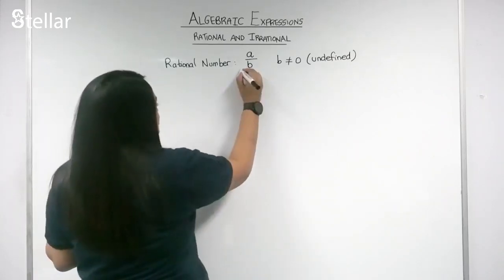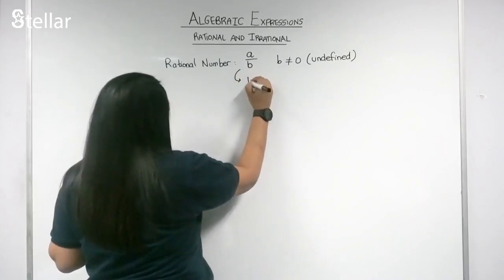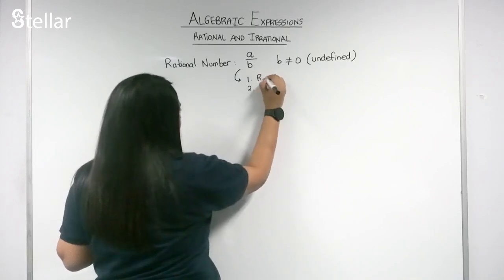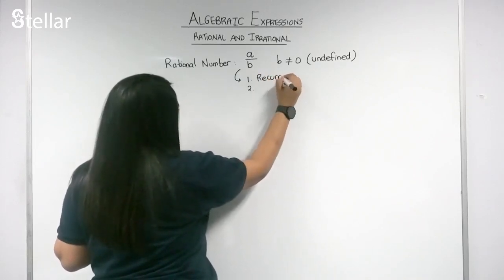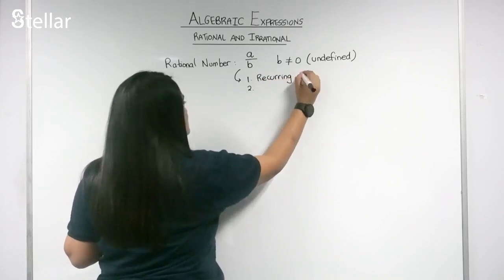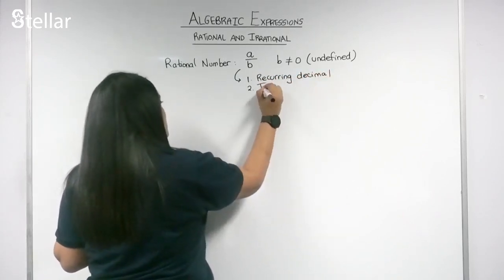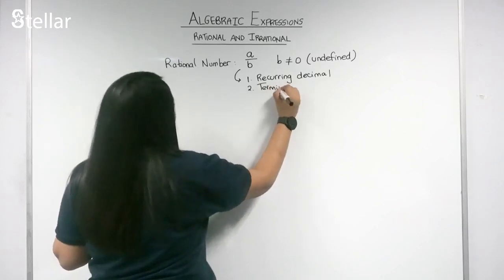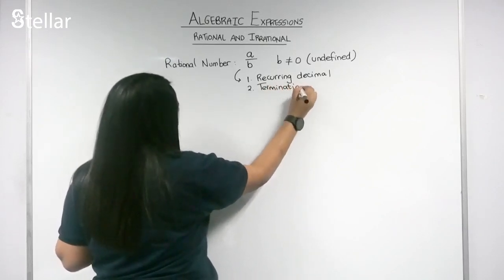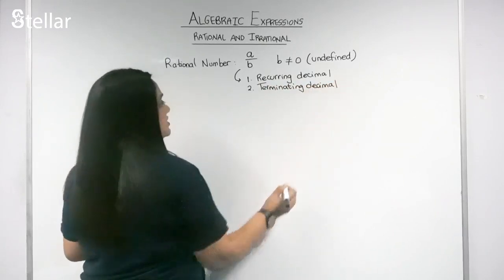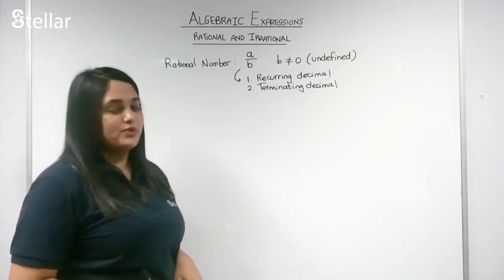When converted to decimal, it needs to have one of two things: a recurring decimal or a terminating decimal. We'll look at examples of both.